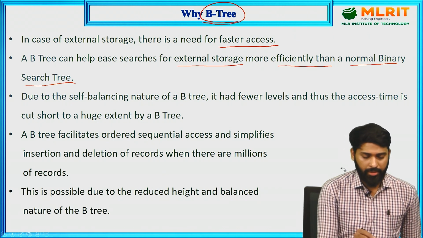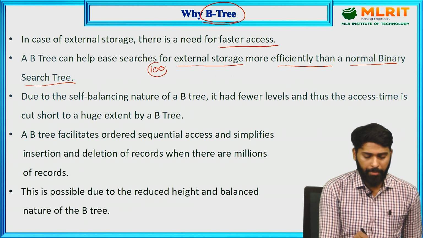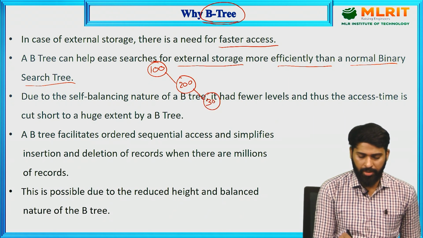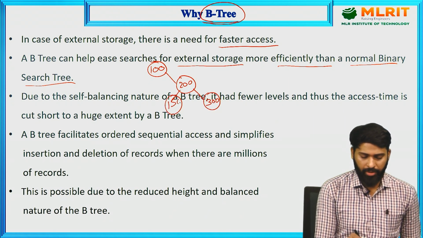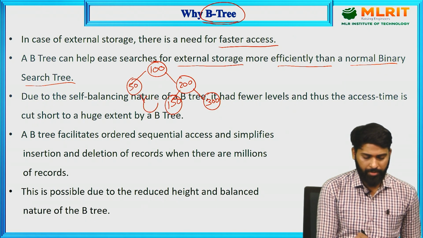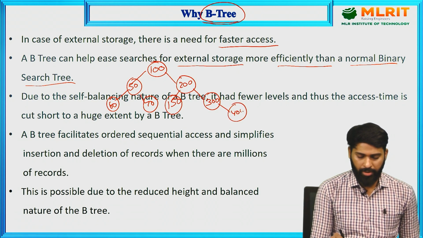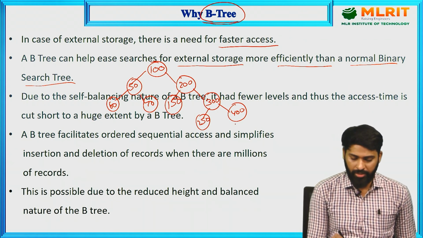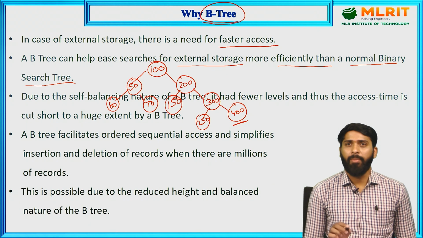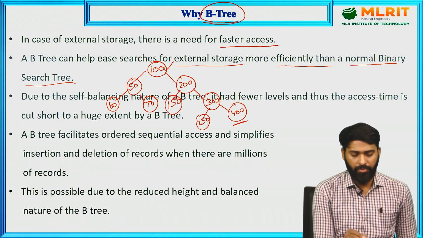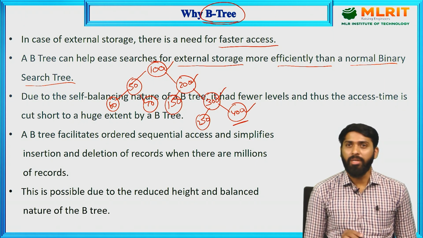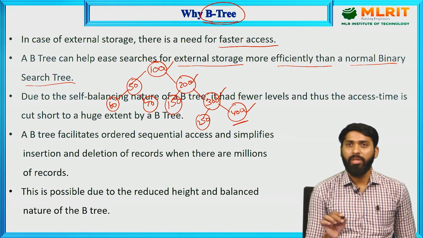Consider this binary tree. I am taking 100 as a root, then 200, 300, 150, 50, 70, 60, 400, 250. Now I want to access this 400. How many comparisons am I going to do? Here 1, 2, 3, 4. Okay. Now in B tree we can store more than one key value in a node.